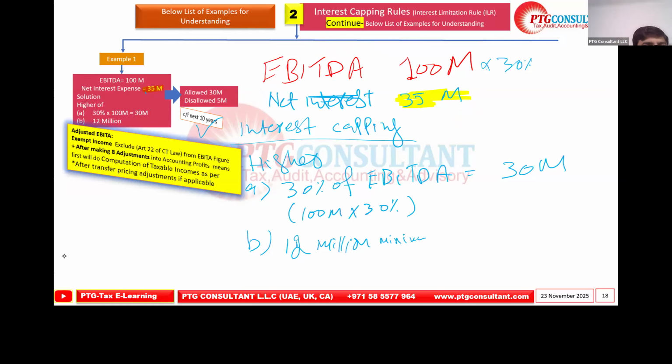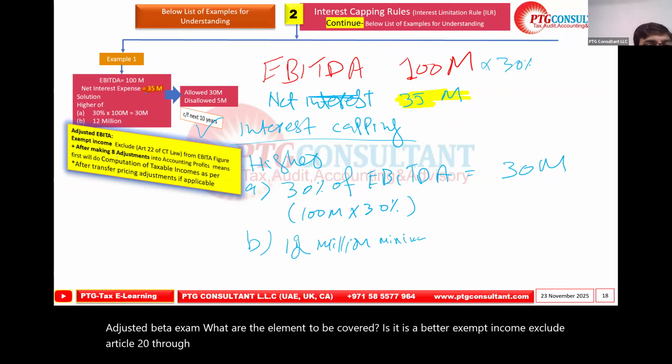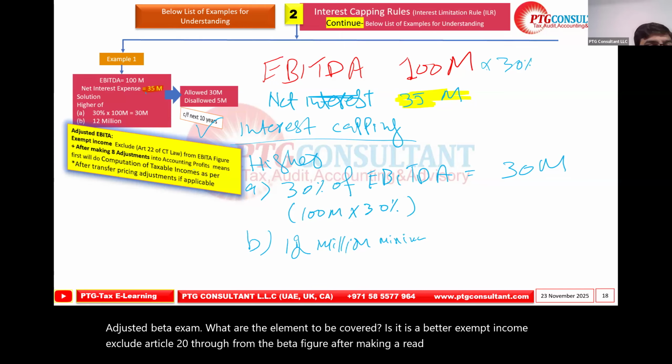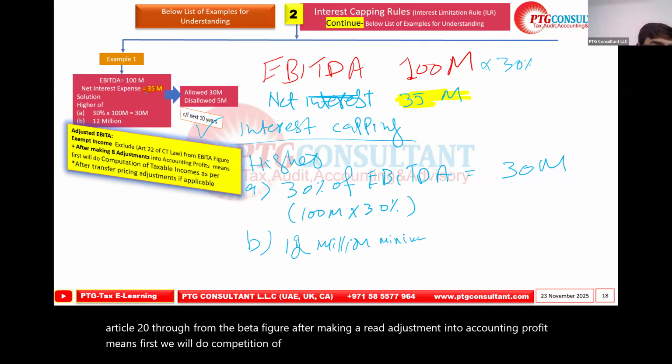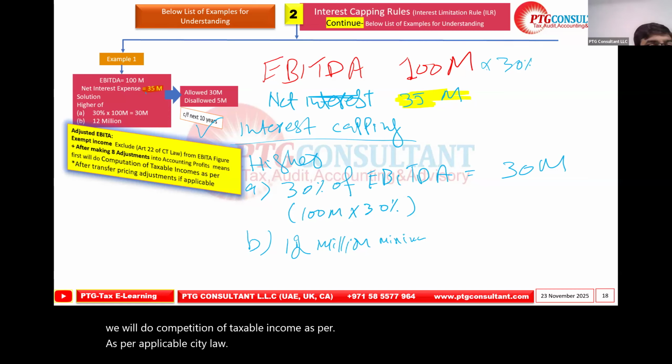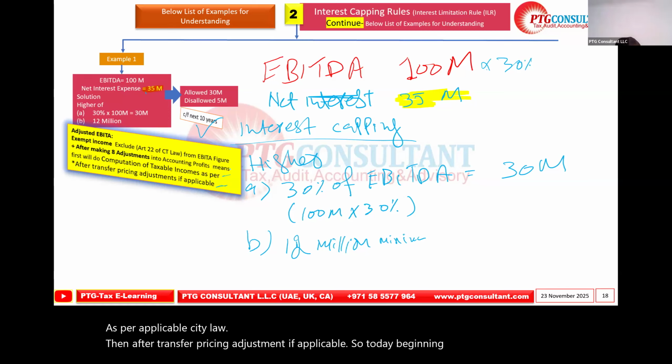Adjusted EBITDA: what are the elements to be covered? It is EBITDA, excluding exempt income under Article 23, after making the adjustments to accounting profit. It means first we compute taxable income as per the applicable corporate tax law, then apply transfer pricing adjustments if applicable. So today we begin by understanding the adjusted EBITDA in detail.